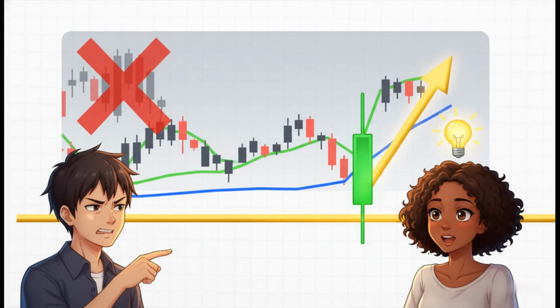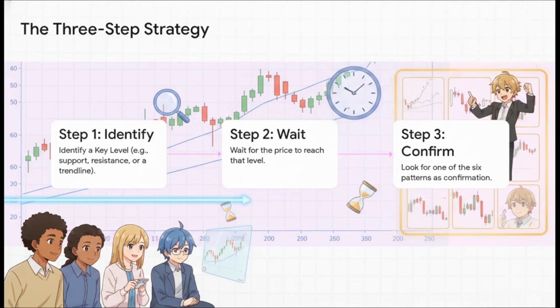Think of them as historical lines in the sand, areas of support or resistance where buyers or sellers have made a stand before. A pattern at one of these levels carries so much more weight. So the pro strategy is actually pretty simple, but it's incredibly powerful.